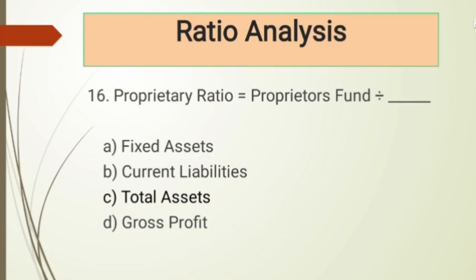Next, proprietary ratio is equal to proprietor's fund divided by. So the formula of proprietary ratio is proprietor's fund divided by total assets. Why? Because it measures extent to which assets are financed by the owners, and higher ratio means higher assets financed by owners.